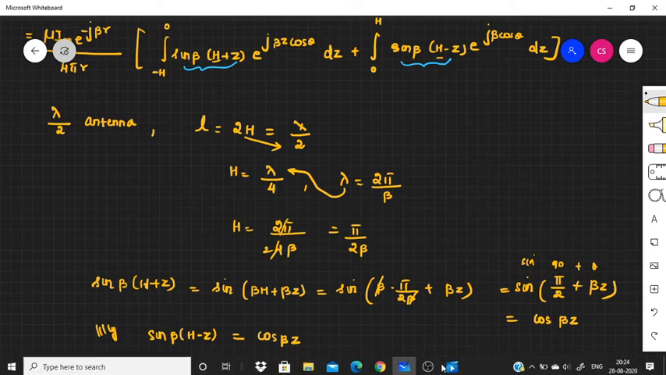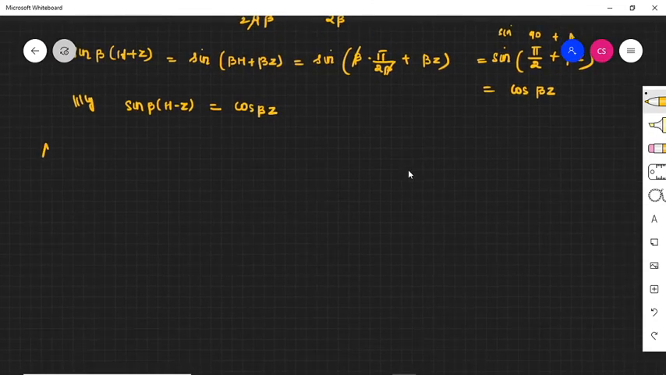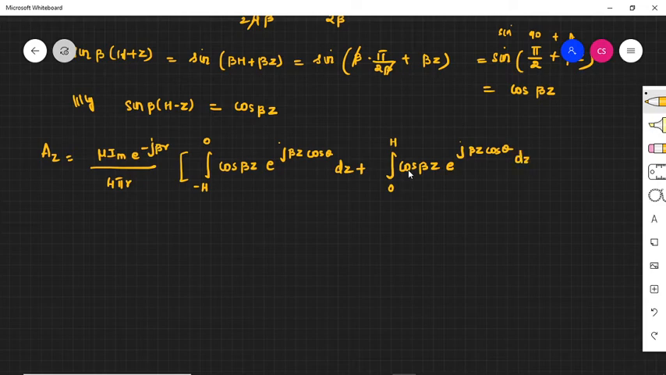So let us replace it in the above equation. Therefore, I am going to write Az is equal to mu Im e power minus j beta r divided by 4 pi r. First integration we have minus h to 0. The sine term becomes cos beta z into e power j beta z cos theta dz, plus integration of 0 to h cos beta z into e power j beta z cos theta dz.